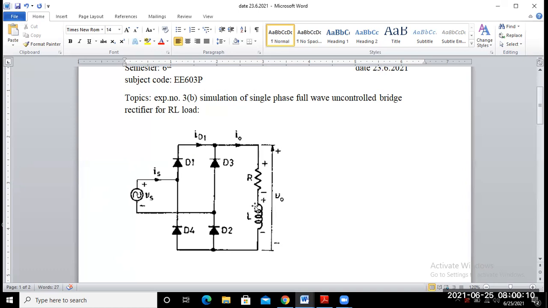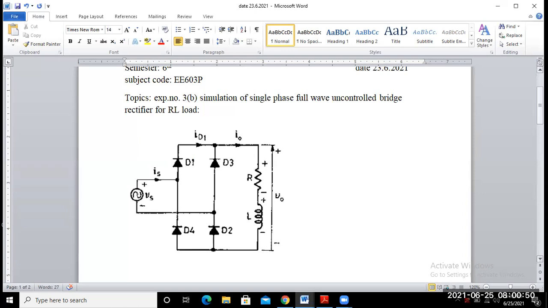So this is your output voltage, that means across the RL load, represented by V0. This one is the voltage drop across the resistance, and this one is the voltage across the inductance. The rest of the circuit is similar to the previous one. This is your output current, represented by I0, this one is your diode current, and this is your supply current IS, and the supply voltage instantaneous value is represented by Vs equal to Vm sin omega t, that means a sinusoidal function of the voltage.